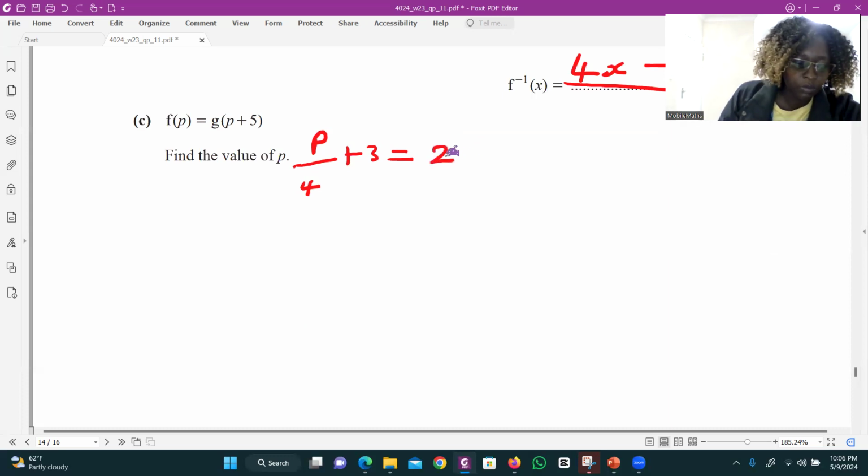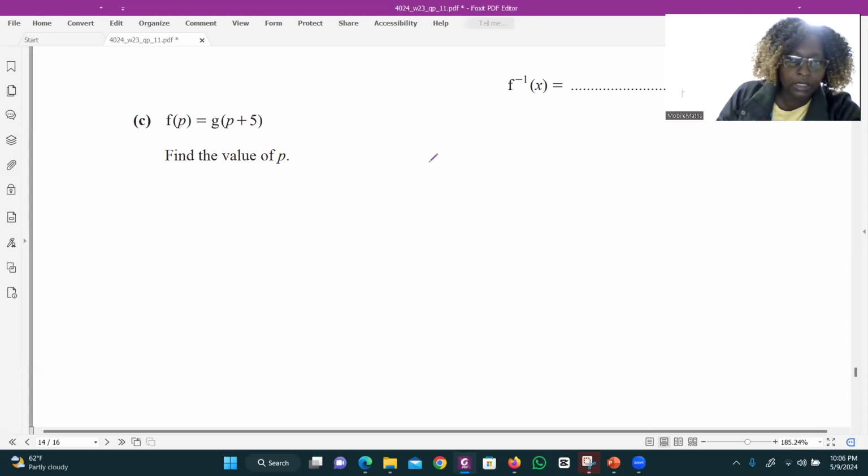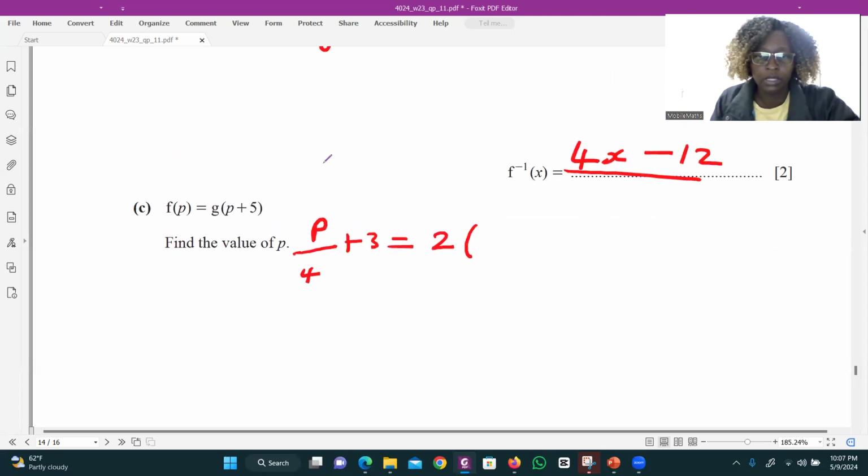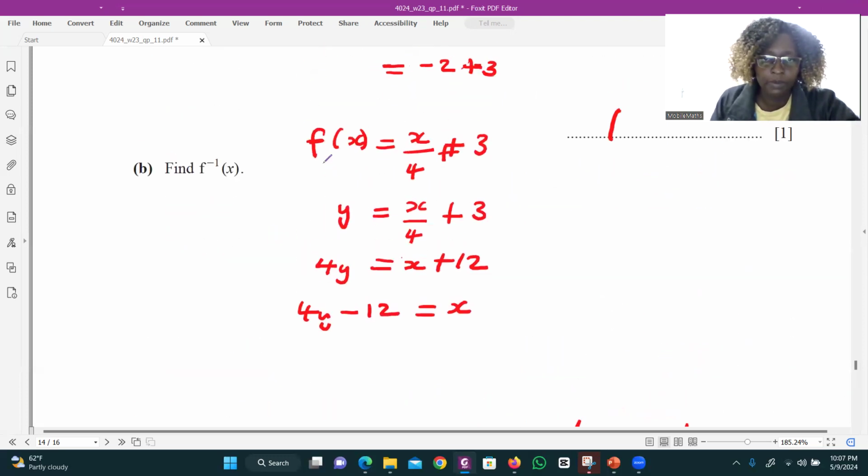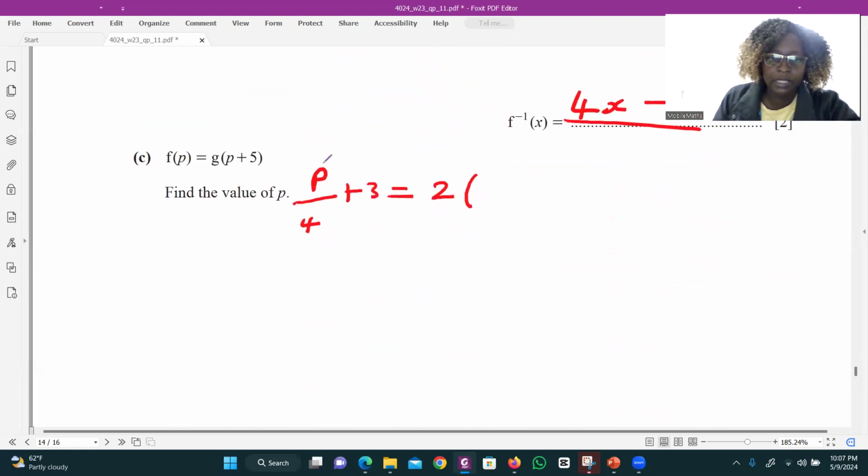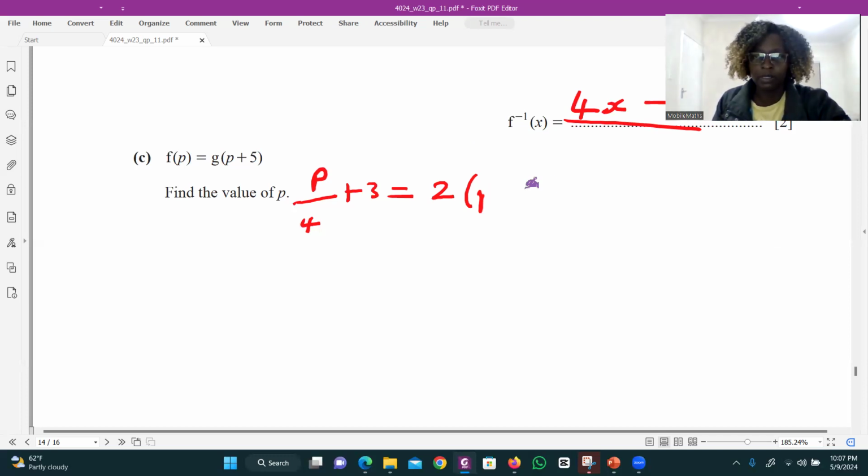Something went wrong here. Let's see, it is equal to 2 bracket, then we say p plus 5, then minus 1. I don't know what is happening now. Let's check.